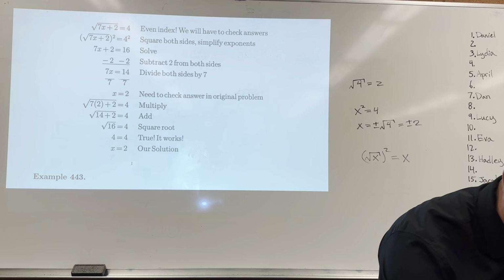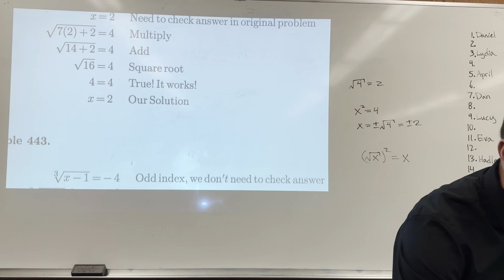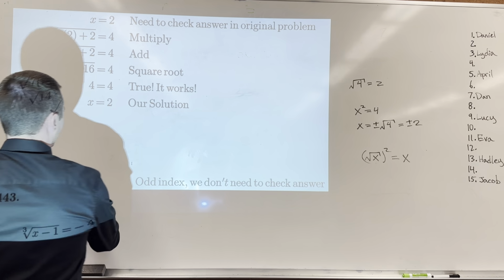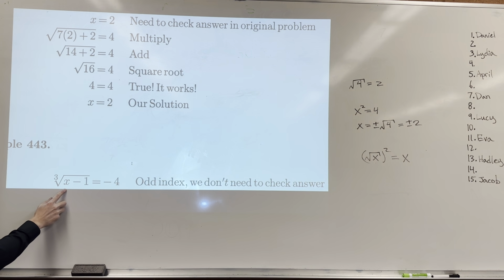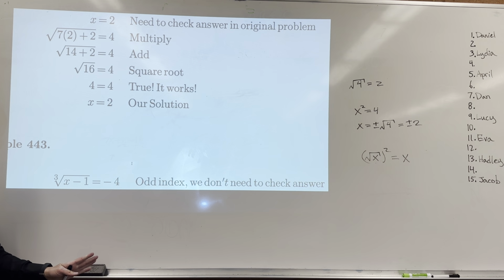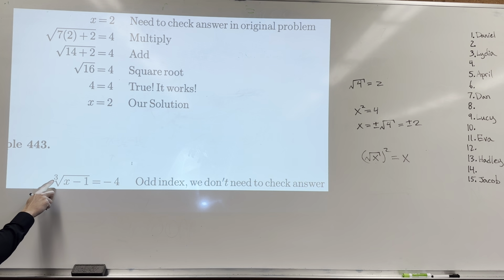Now, since we've got a cubed root equaling a negative number, we're not worried. If it was a fourth root equaling a negative number, instantly we know no solution. Doesn't work. But it's an odd root, so we're okay. All right, so I've got the cubed root of x minus 1 is equal to negative 4. What am I going to do?